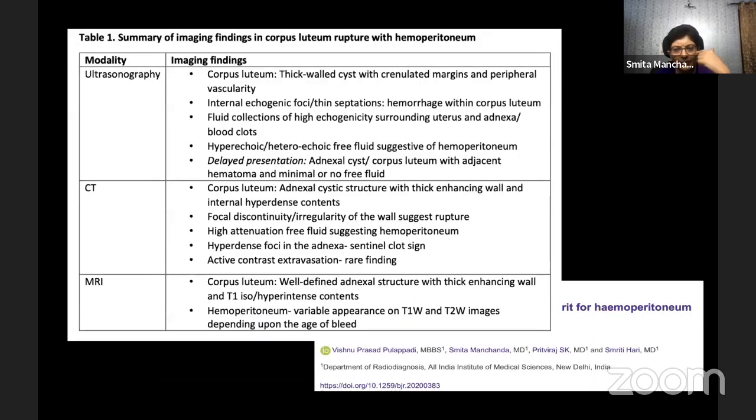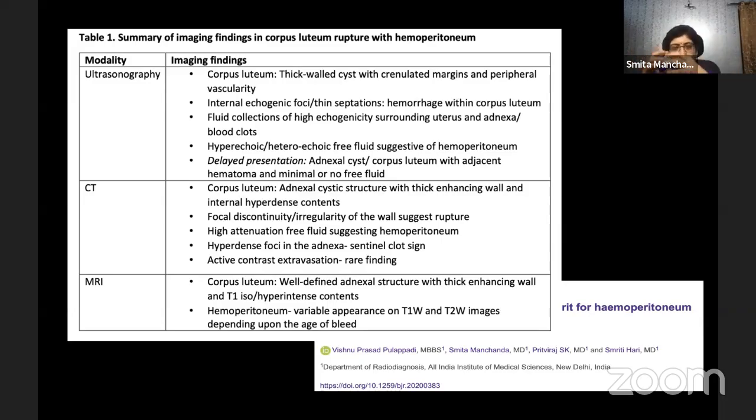So this is what we had published as a paper, identifying the signs of a corpus luteal rupture as a cause of hemoperitoneum. So these are the signs I've just told all of you. Just remember that if you are clearly seeing a discontinuity or irregularity of the wall, it definitely suggests rupture, or there is a contrast leakage, high attenuation free fluid, hyperdense foci in the adnexa, sentinel clot sign. So it's just the same concept.